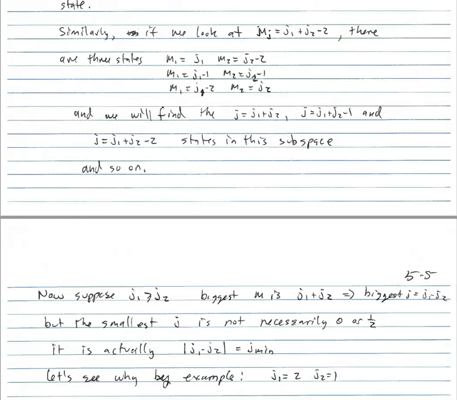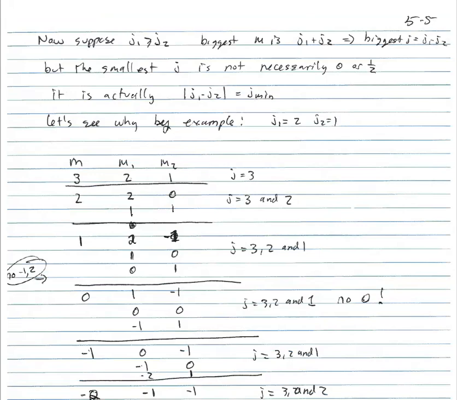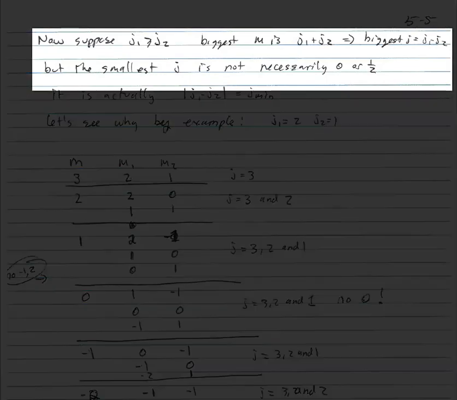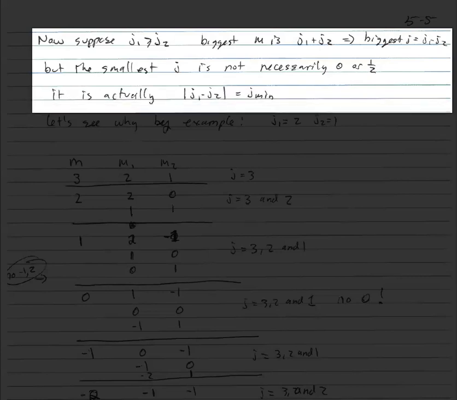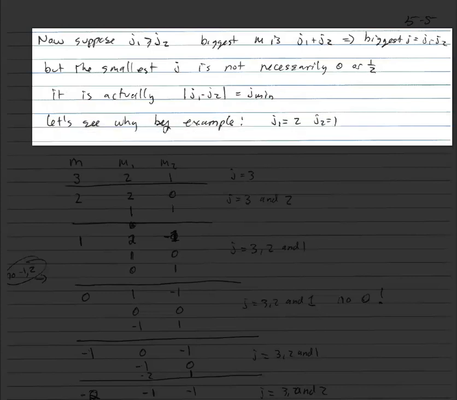All right. Now, let's try and count the total number of states. Let's suppose j1 is bigger than or equal to j2. That means the largest m is j1 plus j2. That's, of course, always true. And the largest j is j1 plus j2. But the smallest j is not necessarily 0 or a half. It's actually equal to the absolute value of j1 minus j2, which is what we call j minimum. And let's see why this is true by working on an example where I have j1 equals 2 and j2 equals 1.